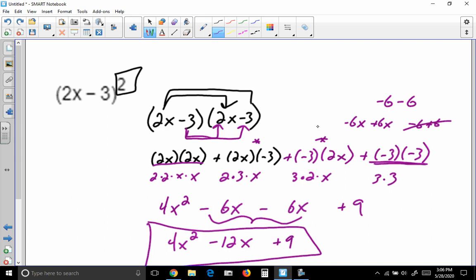Negative 3 times 2x, negative 3 times 2x. So this is going to be useful when we have to square things a lot, because we're always going to have the first one squared, the second one squared, and the product of the two different times. So we'll come back to that in a minute.